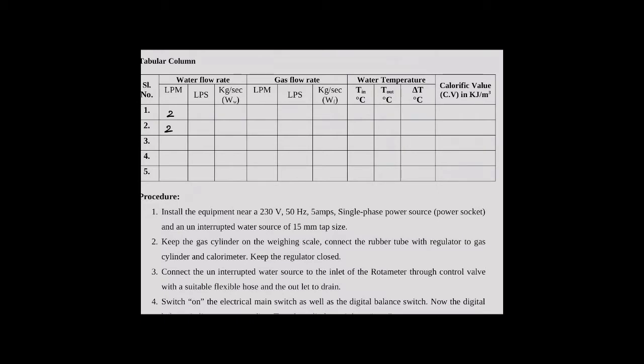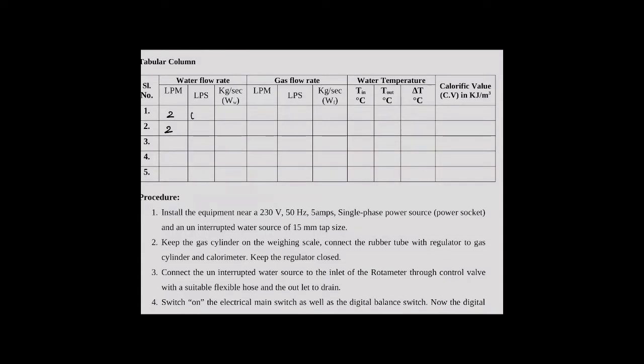If I want to convert 2 liters per minute to per second, it is 2 divided by 60, which will be 0.033 for both cases. How to convert it to kg per second, I will explain in the next part. Now, for the gas flow rate, I am going to take two readings: one with 1 liter per minute, and the second with 2 liters per minute. The first one is 1 divided by 60, which is 0.0167, and the second one will be 0.033.